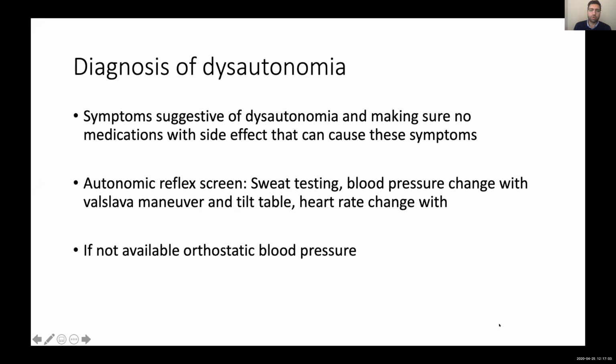The doctor or the nurse or the medical assistant can take the blood pressure of the patient after they lie down for a few minutes. Then when they stand up, at 1 minute, 3 minutes, and 5 minutes, see how the blood pressure is changing and how the heart rate is changing. If the systolic blood pressure drops more than 20 points, or 20 millimeters of mercury, that means the patient has orthostatic hypotension.